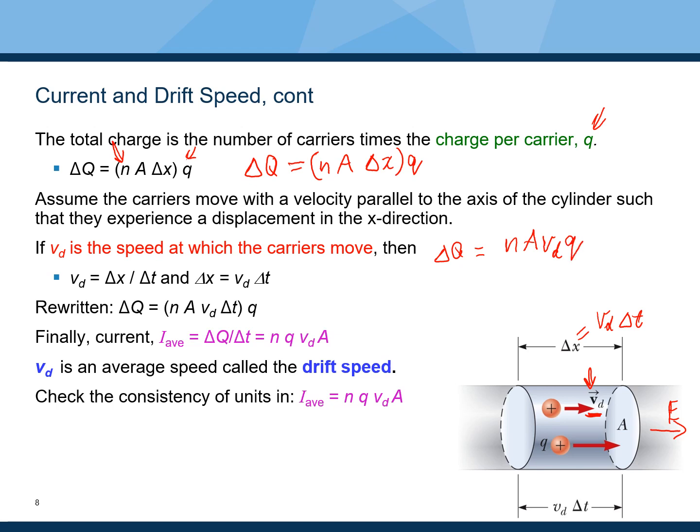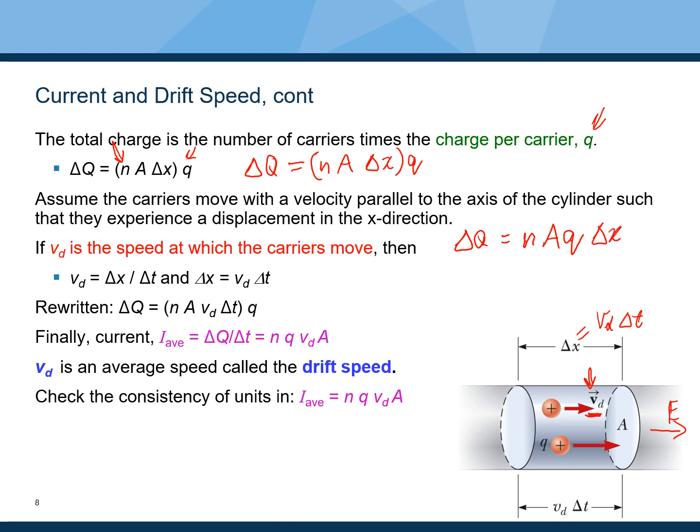But delta x, okay, I'm sorry, let me just back up a little bit. Okay, so let's go ahead and discuss this formula all over again. So we can say that delta q is just equal to the number density times the cross-sectional area times the charge of each of the charge carriers times delta x.